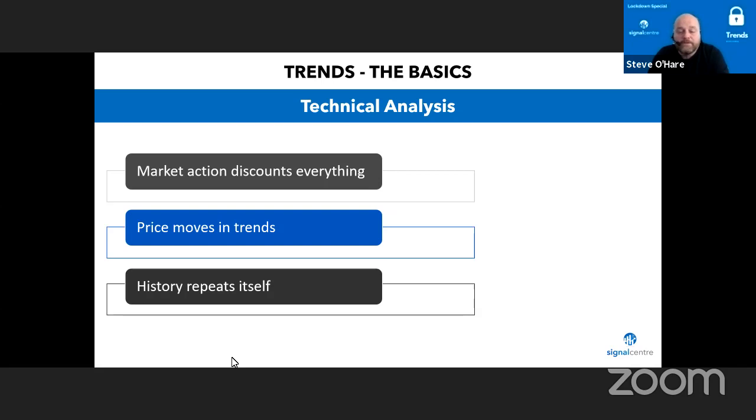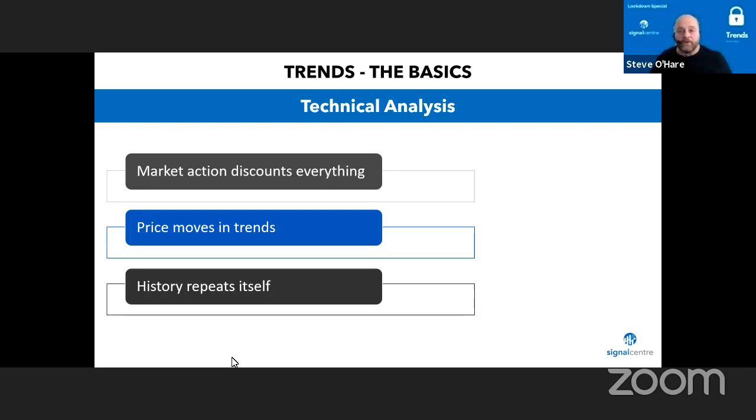And what we do tend to find is that price does move in trends. It just doesn't go up in a straight line. It will be a move up, full of peaks and troughs in price, and this gives us an indication of whether price action is in an upward trend, a downward trend, or a sideways trend or a market range. And we also tend to find that history repeats itself.